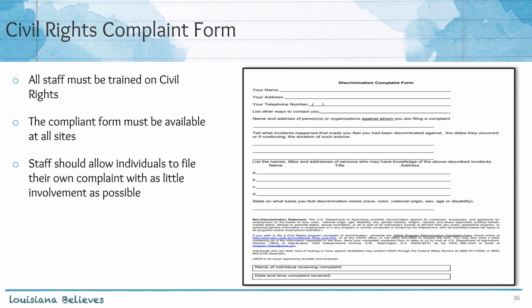Here is an example of the discrimination complaint form. The complaint form must be available at all sites participating in the child nutrition program. When an individual wants to report a discrimination complaint, child nutrition staff should have as little involvement as possible with the complaint process. All staff must be trained on civil rights and this civil rights complaint form.